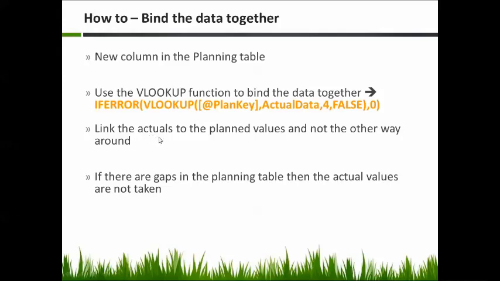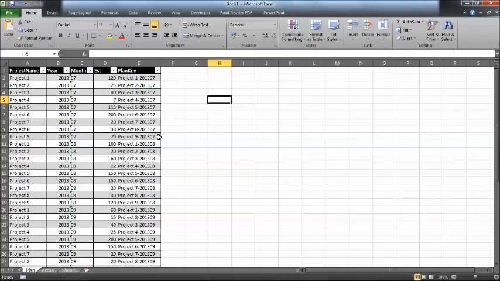It is very important that we link the actuals into the plan table and not the other way around, because if there are gaps in one of the tables, let's say in the planning table, then the actual values will not be considered, and the content of the planning table we can control. Upfront we can fill all the combinations of projects and months, and then for each combination we will bring the actual value, and if there is no actual value, then a 0 will be placed there. So let's see how we construct this.